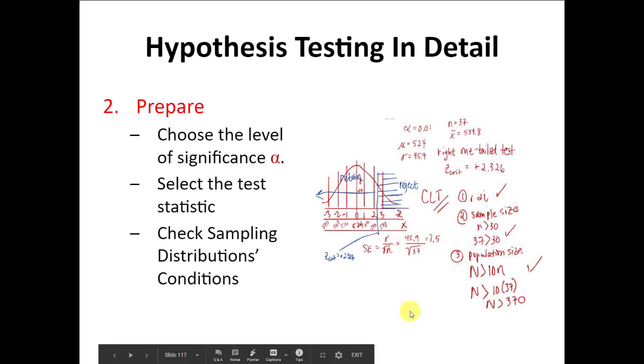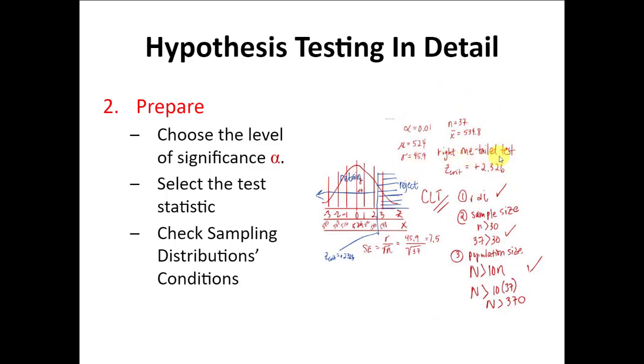In the next prepare phase, remember this took the longest time because we had to look stuff up and we had to check the conditions, etc. So we wrote down all the things that we needed. We decided we wanted a right one-tailed test because we were just looking at values that were much greater than the expected norm. We found the ZCrit that matched a right one-tailed test for the significance level of 1%, and we found that that ZCrit was positive 2.326.